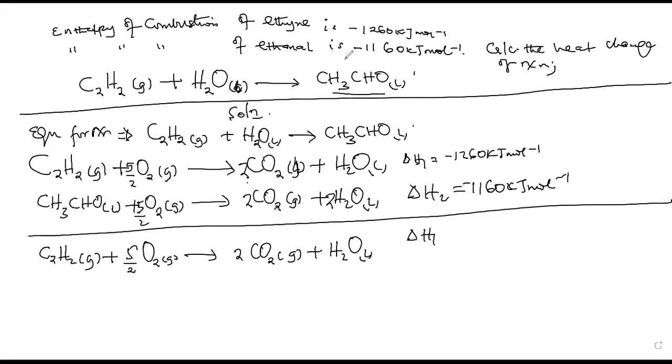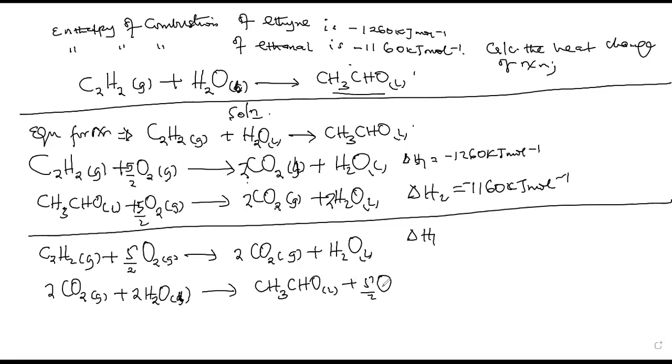Ethanol is in the product 1 mole, but here it is in the reactant 1 mole. So we shall interchange that equation and we shall have 2 carbon dioxide gas molecules plus 2 water liquid molecules forming ethanol CH3CHO liquid plus 5/2 oxygen gas. And I call this one negative DH2 because of the interchange. Cancelling 5/2 oxygen, 5/2 oxygen.